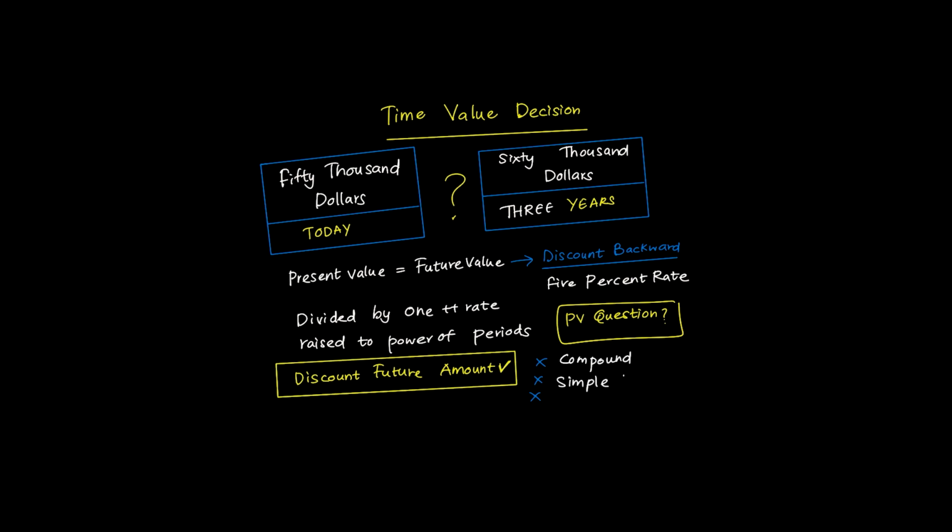Compounding goes the other way, moving present amounts forward. Simple interest doesn't account for compounding effects, and averaging ignores the time dimension entirely. Discounting properly brings future values back to present for valid comparison.